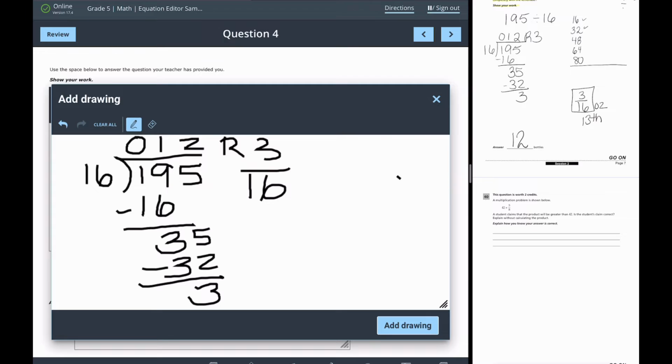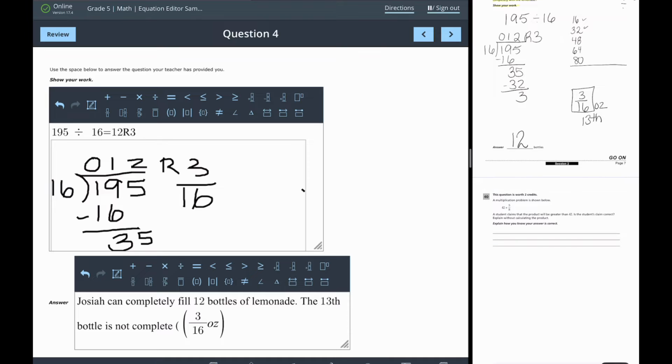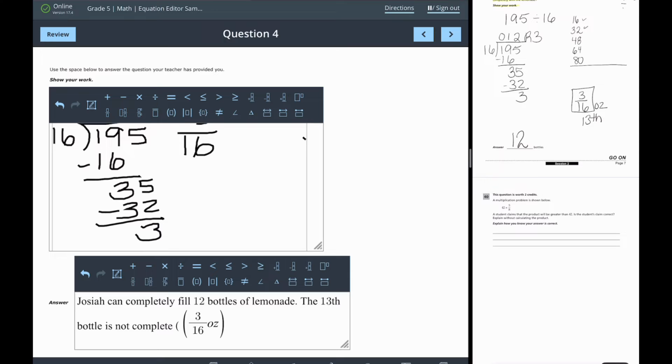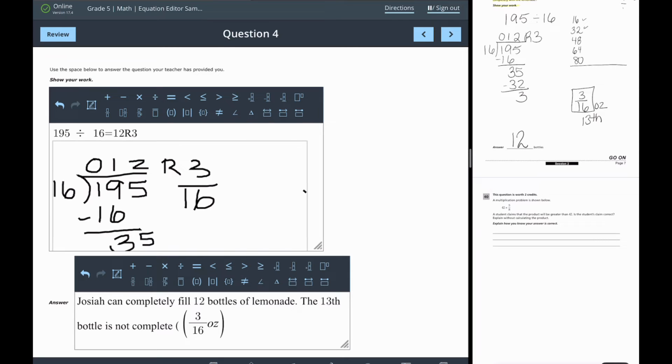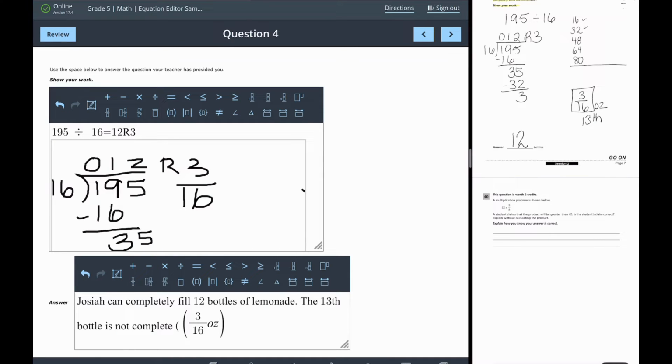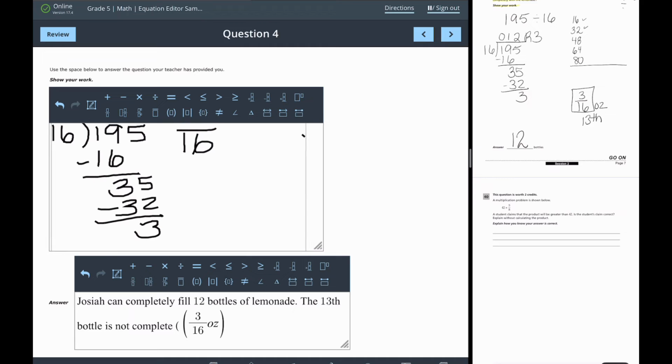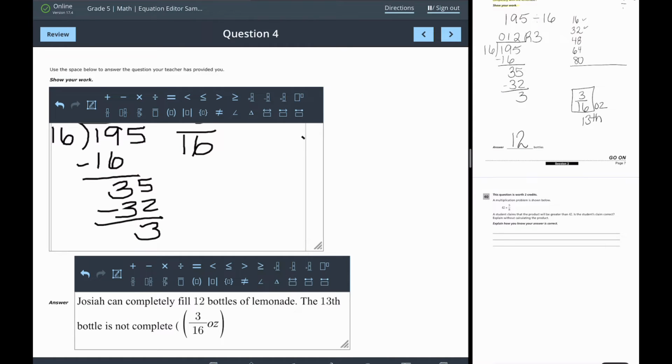Done. So 12, remainder 3, and I just hit add drawing, and there it is. It's part of the work there, and now I have it in here. So you can see all of it there. So I have my number sentence, and you can see how I divided and how I got 12. And that is how we can show our work for a problem like this.